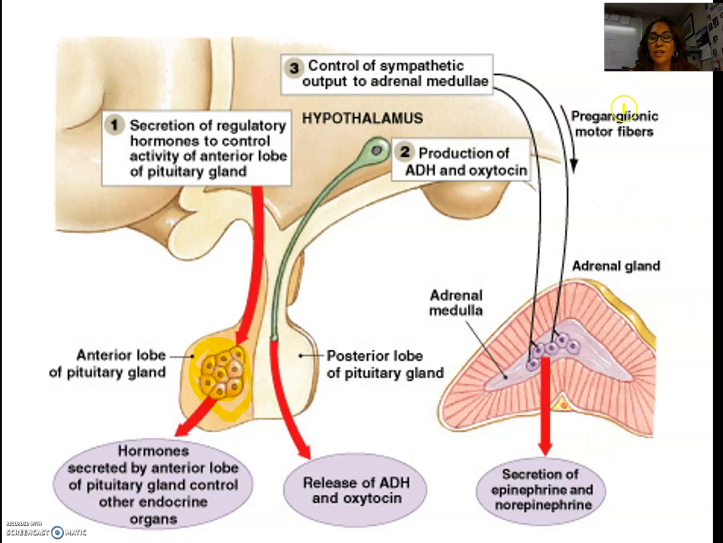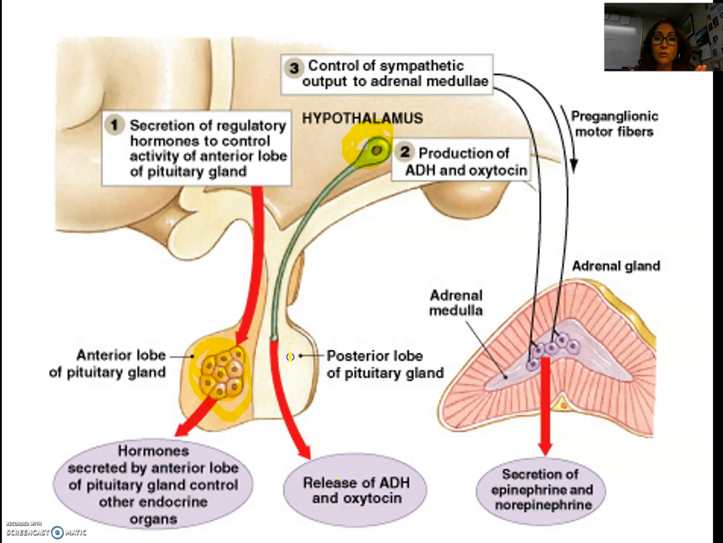Over here we have preganglionic motor nerve fibers also synapsing in the adrenal medulla, causing the secretion of epinephrine or norepinephrine. Over here we're looking at number 2. I guess I should have gotten number 2 first, right? The production of ADH and oxytocin right here in the posterior pituitary. Cells in the hypothalamus will start firing action potentials, not to contact cells, but to release ADH or oxytocin, whichever one is necessary, into the posterior pituitary.